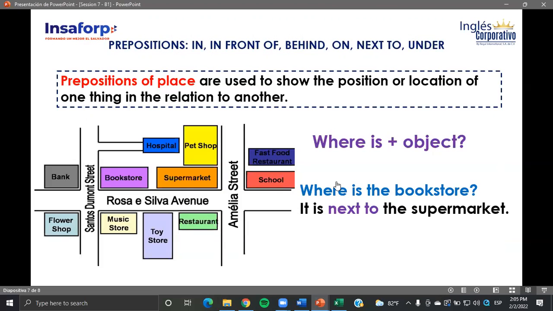It's behind the supermarket. Because the entrance is over here, right? It's here and here. Las entradas están ahí. However, if you see the places like this, right? Let's say that the entrance of the baby shop is over here and the supermarket is over here, right?